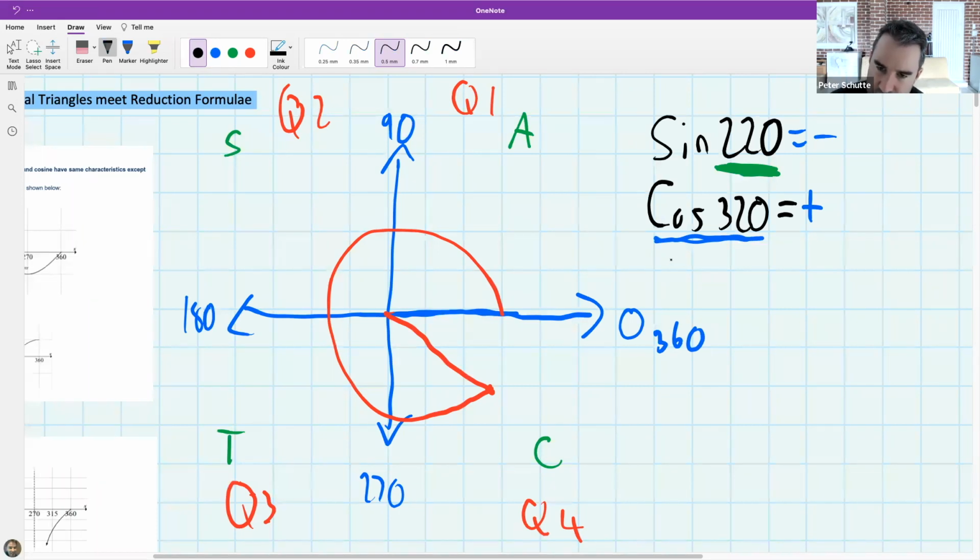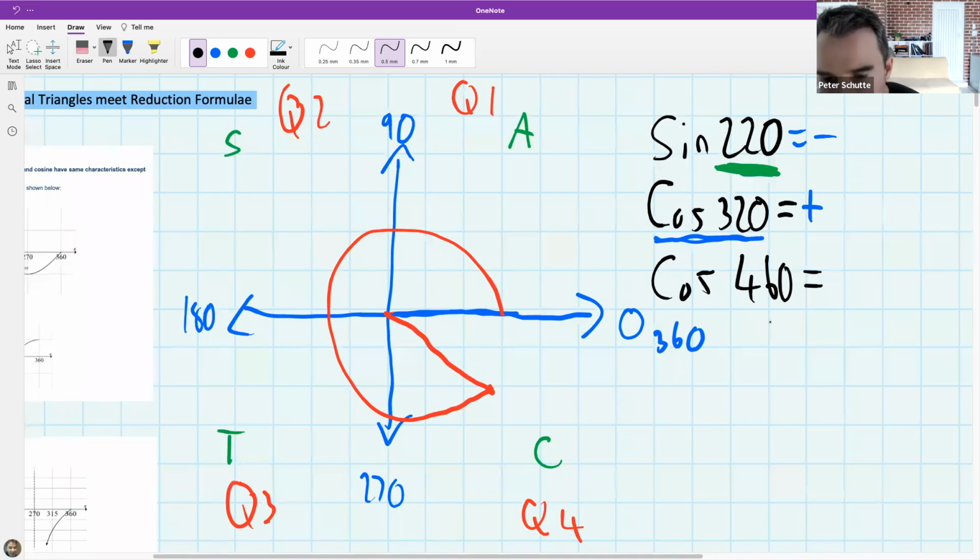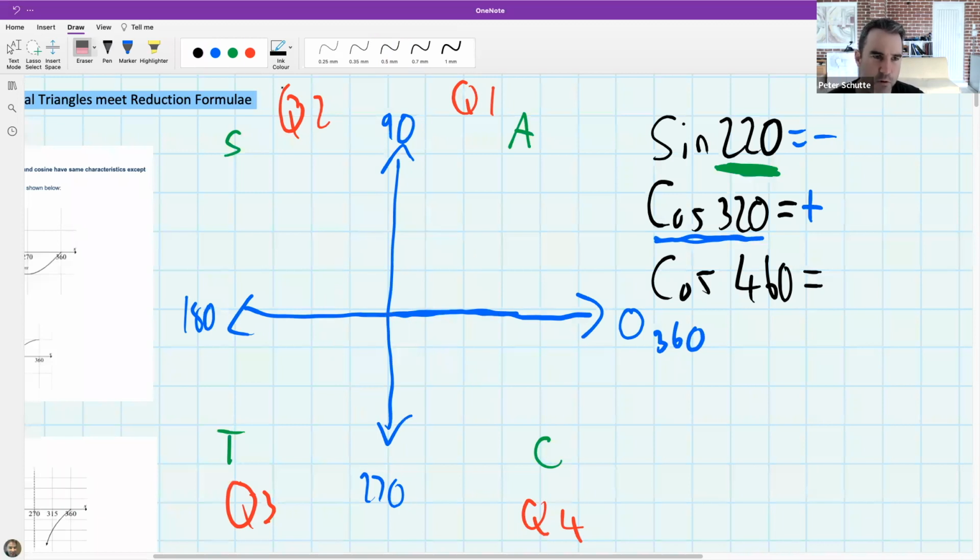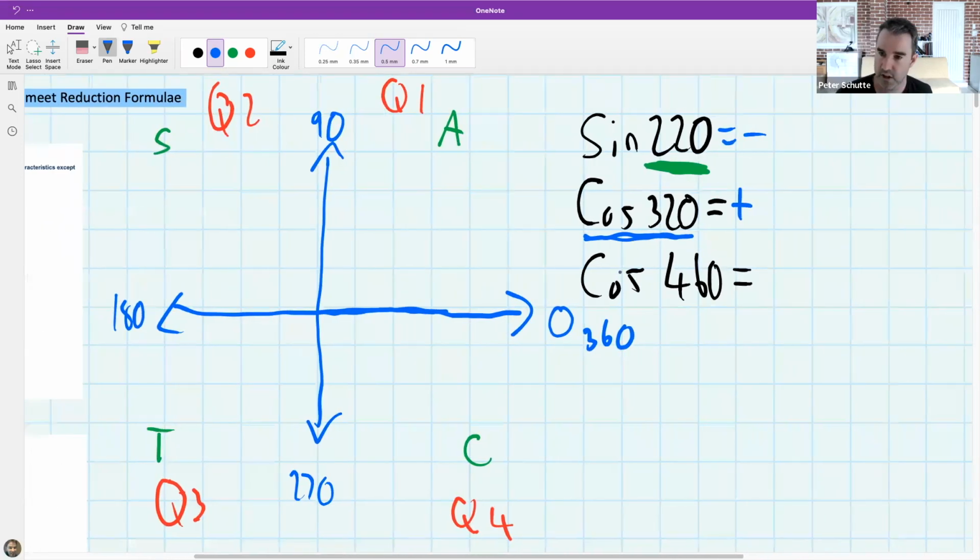Let's try one more. What about the cos of 460? What about the cos of 460? Is that going to be positive or negative based on this CAST diagram? Now be careful. What does 460 mean? I know that's a bit weird. Like, how can you have an input angle of 460? Has the teacher lost his marbles?